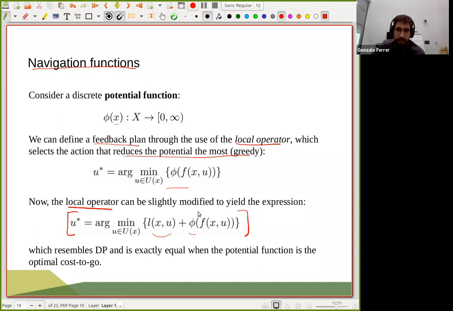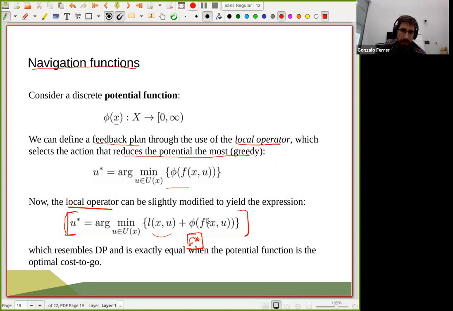So if this potential function was the optimal cost-to-go function, then we would have exactly value iteration. I mean, well, no, not value iteration. This is a feedback-based plan, right? Value iteration is how to calculate the optimal cost-to-go. And with this, what we get is the plan. We get what the actions to evaluate are.